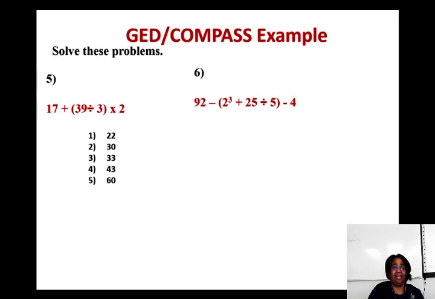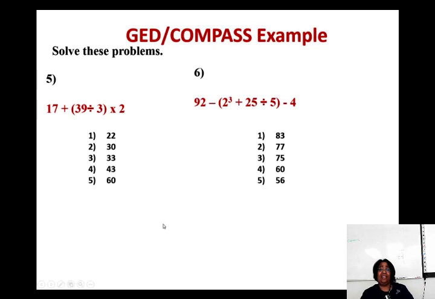Okay, so what did you do first? 39 divided by 3 is 13. And then what should I do after that? No, you should do 13 times 2. Yeah, that's right. Okay, so that's 26, right? Plus 17. 13 times 2 is 26 plus 17 is 43. Okay? You should get 43. So don't do 17 plus 13. You need to do 13 times 2 first. Then add the 17. Otherwise, you're going to get a different answer.